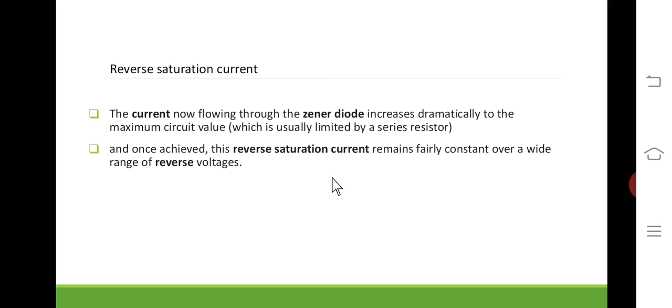Let us revise. What do you mean by the reverse saturation current? The current flowing in the Zener diode increases and reaches some maximum value. This current is limited by a series resistor with the Zener diode, and when it reaches the maximum value, the current remains constant. That current is called the reverse saturation current.